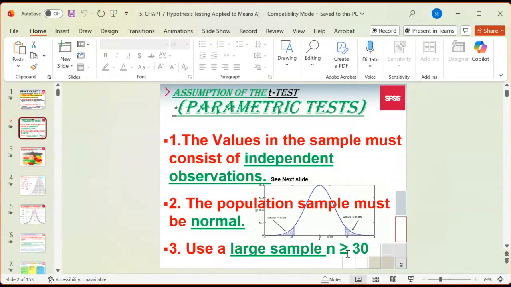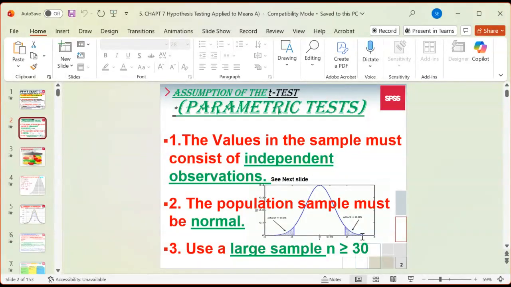So again, the rule of thumb, at least keep in mind, is minimum 30 participants for each variable that you're using in your research or for each group. If you can't meet that assumption, then you cannot use the t-test in this case.